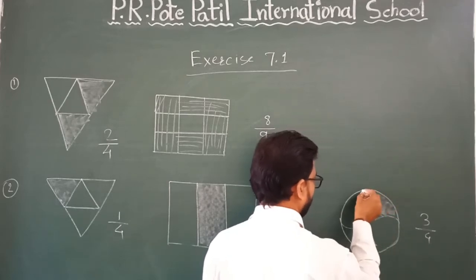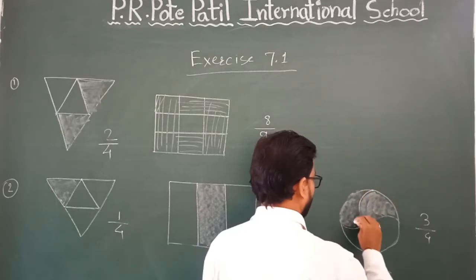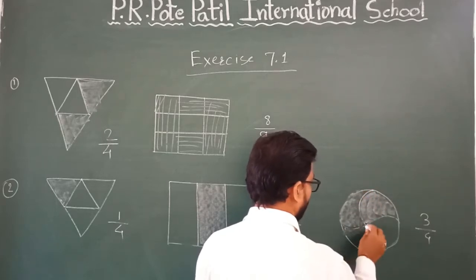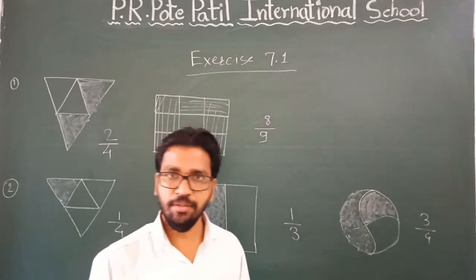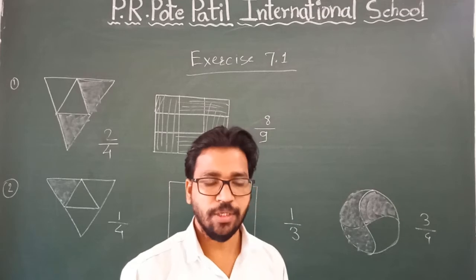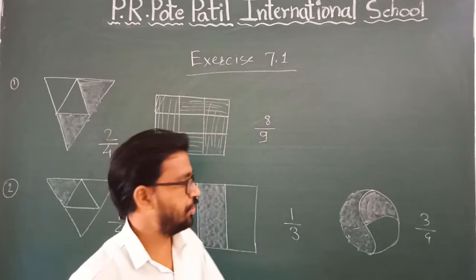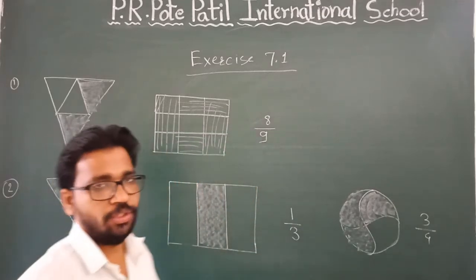So 1, 2, and 3. So 3 parts we shaded here from 4 equal parts. So that is exercise 7.1, question number 1 and question number 2.